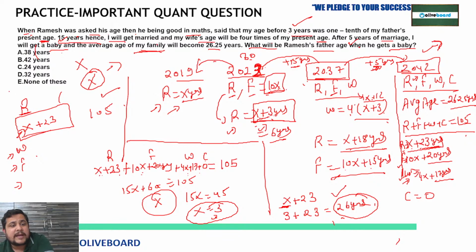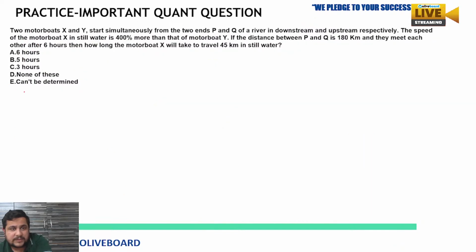So I hope you get it. So your answer would be 26, which is not available in the options. So none of these will be the answer to this question. Now let's move on to the next.